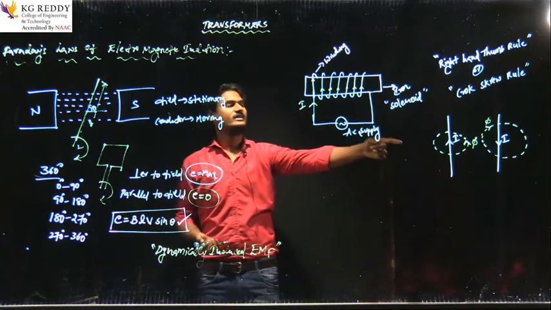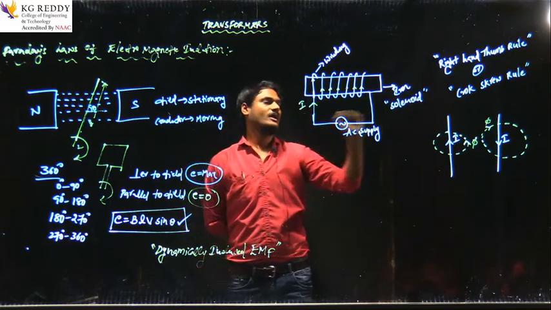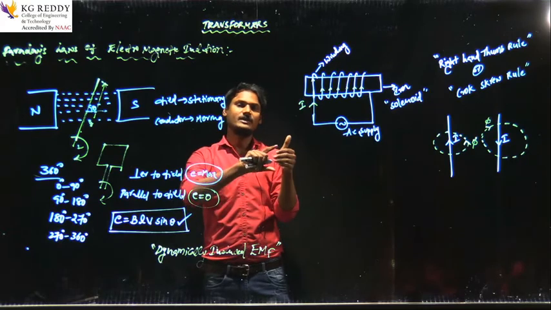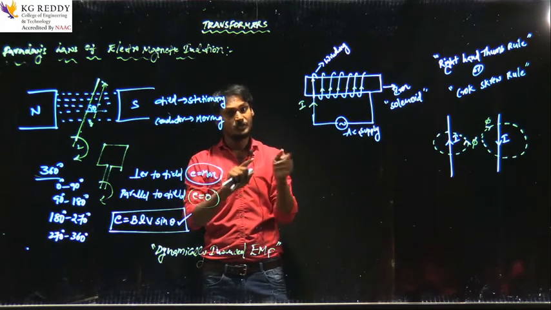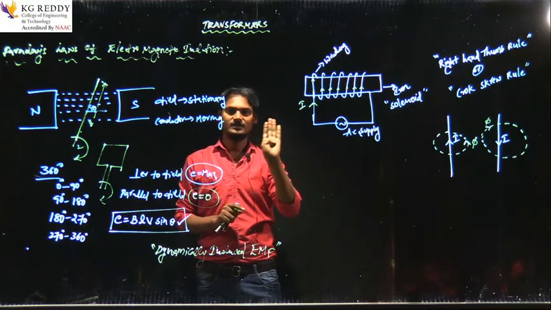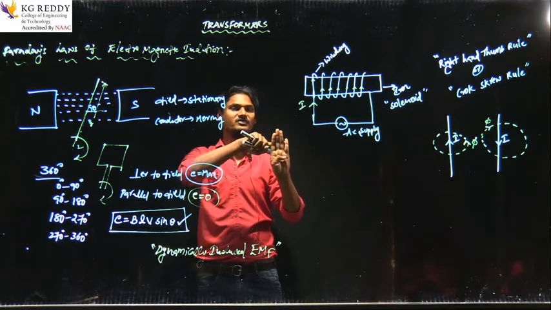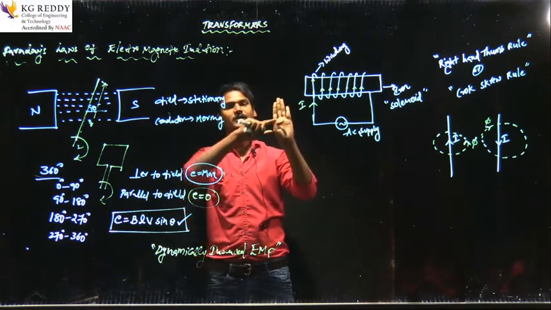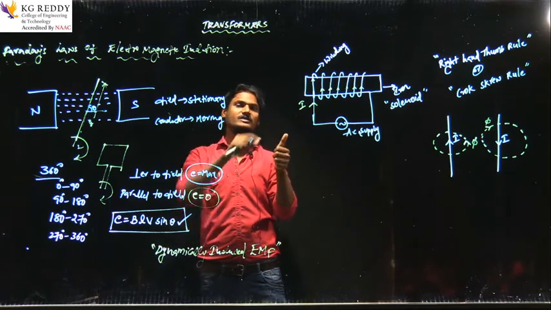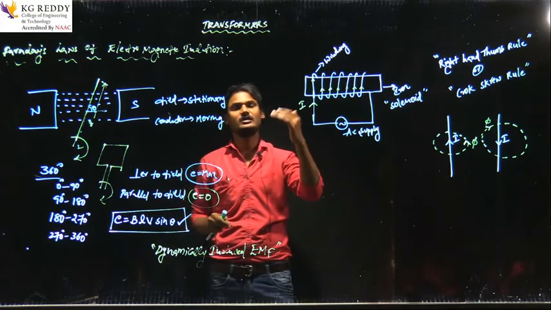Now, this can be applicable here. Either you can use the thumb for the current and the fingers for the flux, or you can use another approach. Just indicate these four fingers. You can use these four fingers for the direction of current and use the thumb for the direction of the flux, or you can use the thumb for the direction of the current and the fingers for the flux, whatever it is, depends on the requirement.